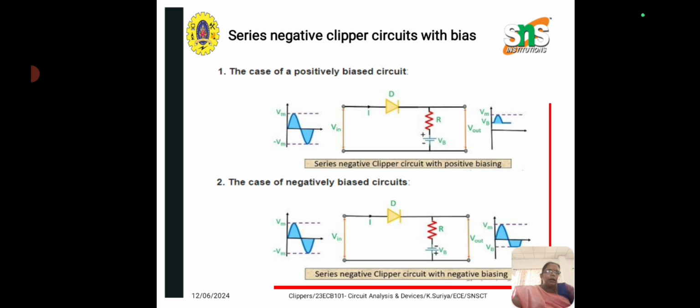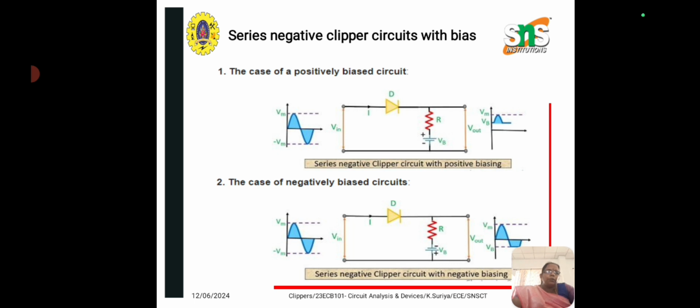During the negative half of the input, the diode is in reverse bias. At the same time, the applied potential of the battery also reverse biases the diode. Thus no signal is achieved at the output in such a condition as shown in the output waveform. Next one is a negative bias circuit. Here, as shown, in the positive half of the input cycle, the supply voltage and the battery potential both will cause the diode to be in the forward biased condition.